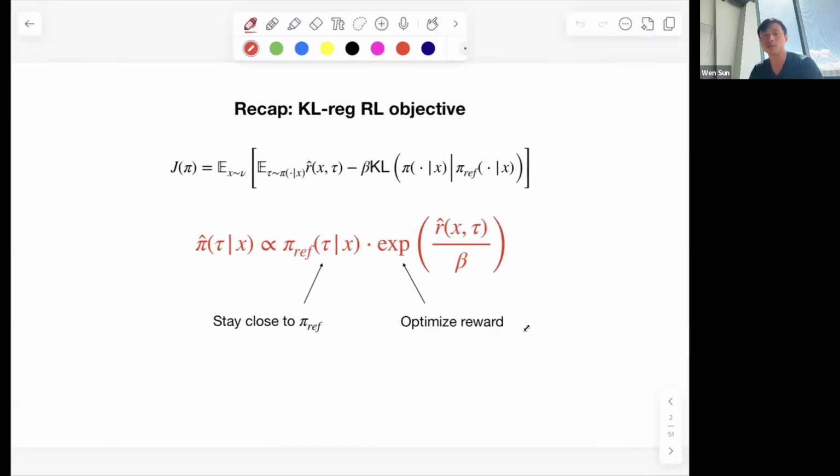So in those settings, we typically just focus on the KL-regularized RL objective. We're trying to maximize some reward function, and at the same time, we're trying to stay close to pi ref, right? If you solve this optimization problem, you will see that the optimal policy has this form, which is the product of the policy pi ref that you're trying to stay close to, and the exponential of the reward on that particular response. This form allows you to trade off between staying close to pi ref and also optimizing the reward.